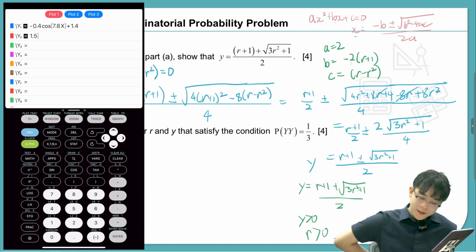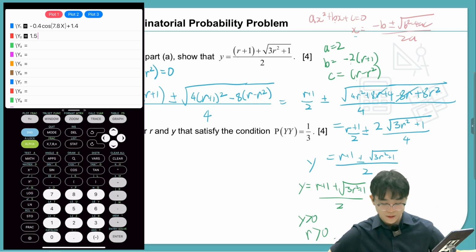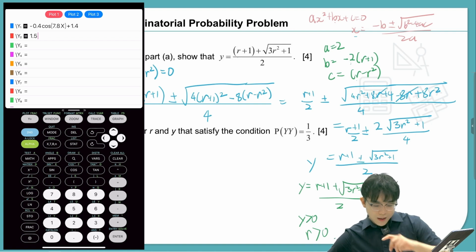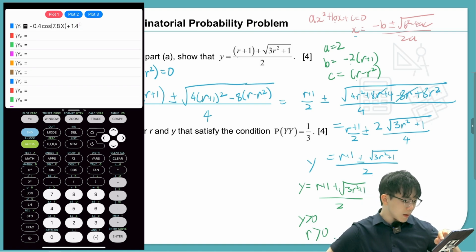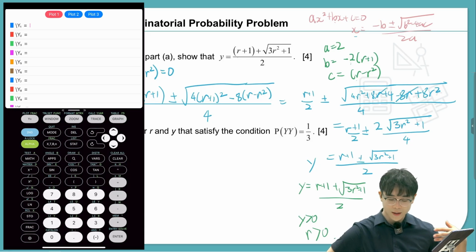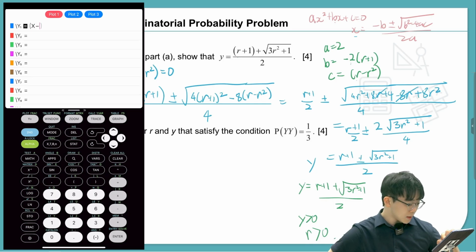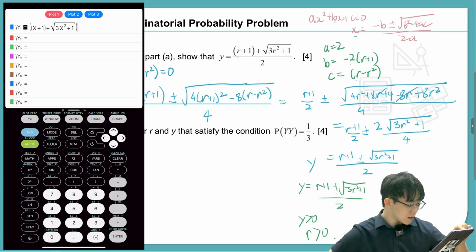Okay, so we do have to put this in the calculator anyway, because we have to find the pairs of r and y. So let's see what happens if you had the negative version. In our case, x is going to be r and y is going to stay the same. So let's say y1 is x plus 1 plus the square root of 3x squared plus 1, and the whole thing is going to be divided by 2.